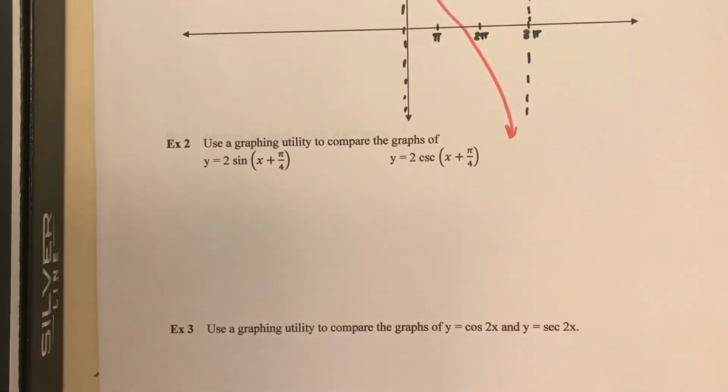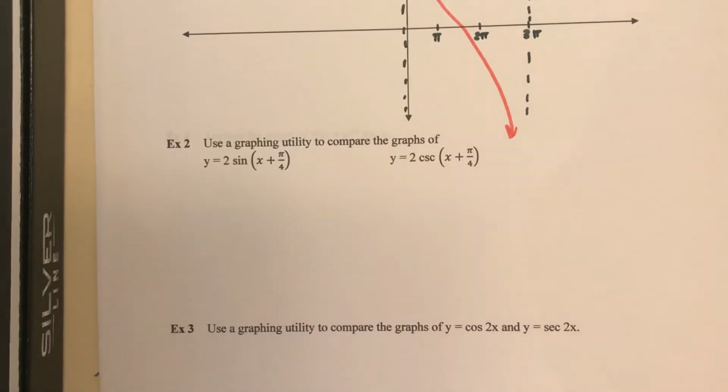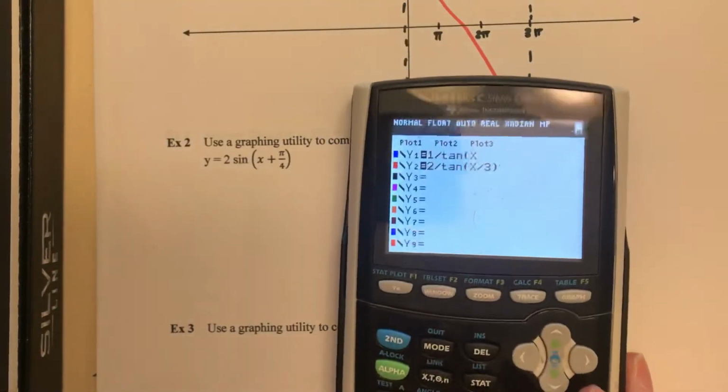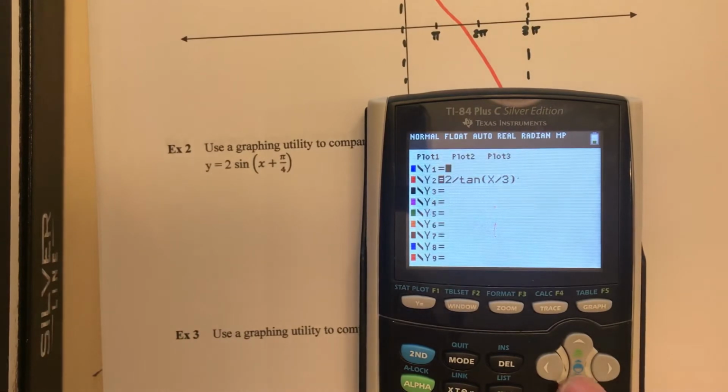Okay. So let's take a look at number 2. Use a graphing utility to compare the graphs. It looks like everything's the same except one is sine and one is cosecant. So let's use our calculator. Go to your y equals. It's the glare from my lights there. I'm trying to get rid of it for you. So I'm going to clear that out.